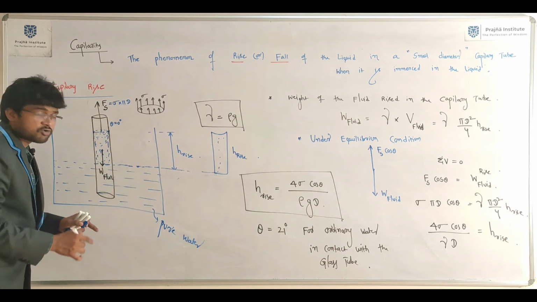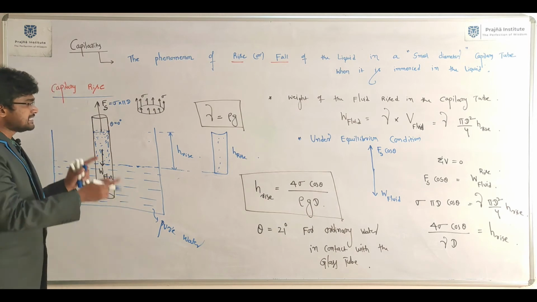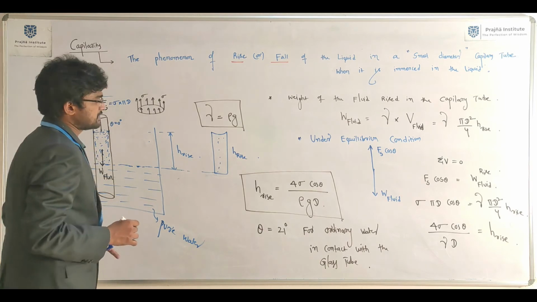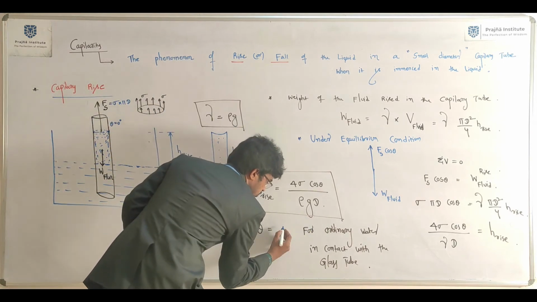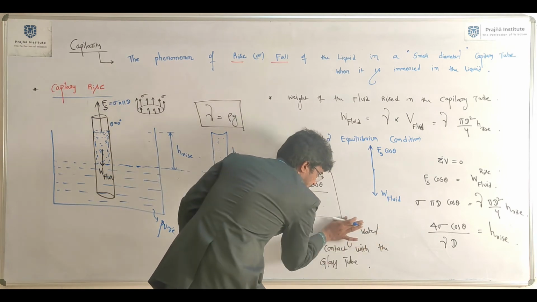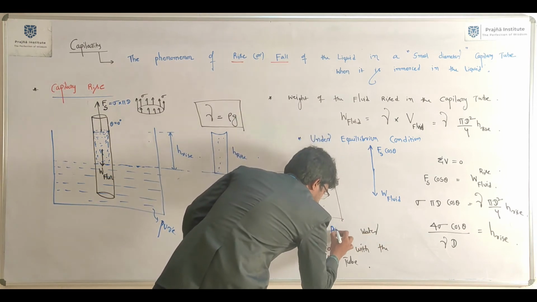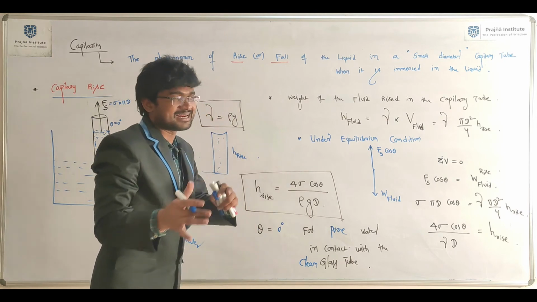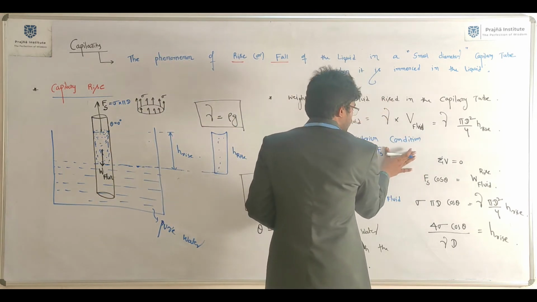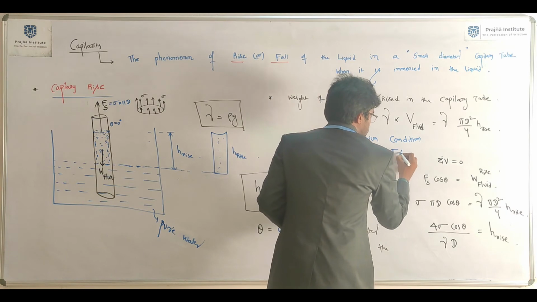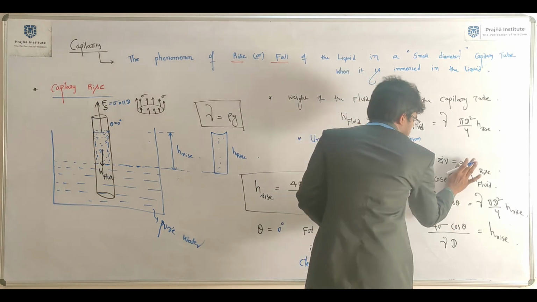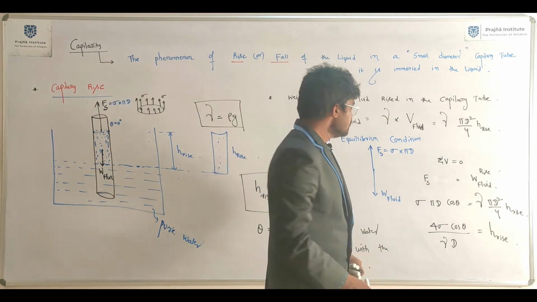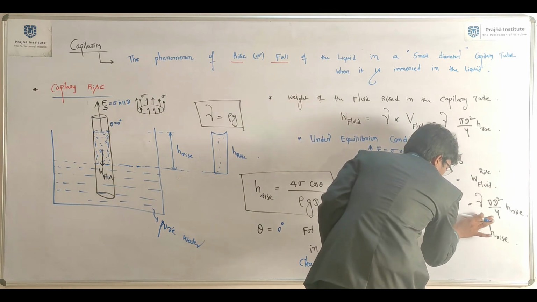H rise is this. Now we are discussing pure water in contact with a clean glass tube. Here it is 0 degrees. In that case only Fs comes. Fs equals sigma into pi d. There is no cos theta, because cos 0 equals 1, so you should not take cos theta.